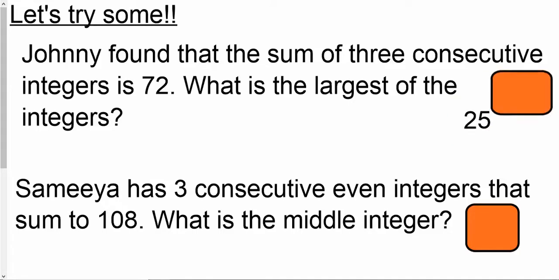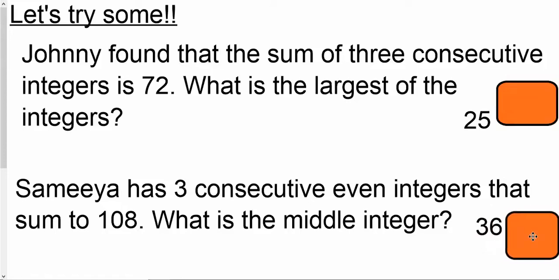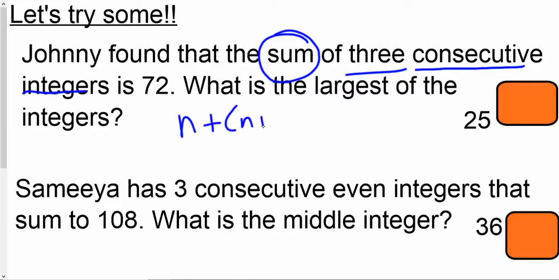All right, so for the first one, I got the largest integer being 25. And for the second one, I got 36. Let's talk about how I could do this. Here, this is talking about consecutive integers, not even or odd, just consecutive integers. And we want the sum, which means we're going to add them up. And there's 3 of them. So we're going to start with n plus n plus 1 plus n plus 2. And they sum up to 72.